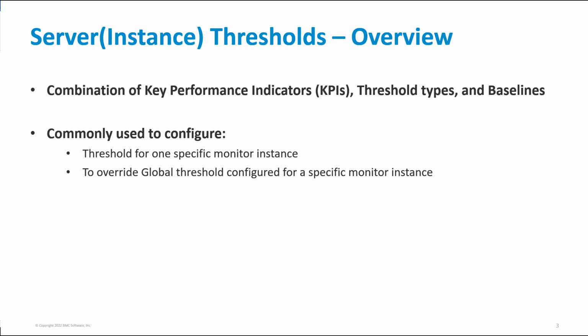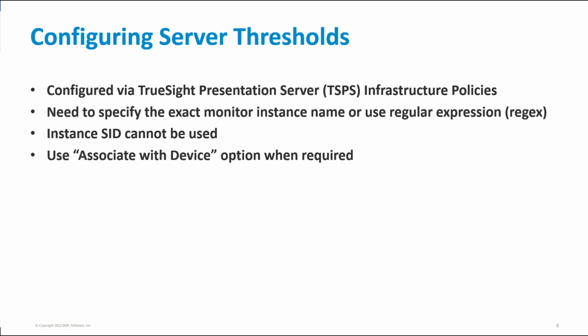Starting with the overview. Server thresholds, also known as instance thresholds, is a combination of key performance indicators, threshold types, and baselines, based on which an event is generated in TrueSight whenever there is a breach in the monitoring of an instance. They are commonly used to configure a threshold for a specific monitor instance on a specific device. It is also used to override an existing global threshold configured for a specific monitor instance. Configuration of a server threshold is done via infrastructure policies in the TrueSight presentation server. I will now provide a demonstration regarding this.